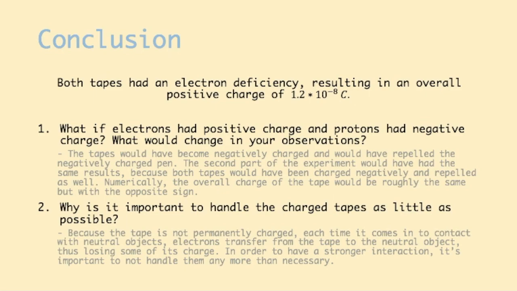It's important to not handle the charged tapes very often because the tapes aren't permanently charged, and each time they come into contact with neutral objects, some of the electrons are transferred from the tape to the neutral object. Thus, it loses some of its charge. In order to have the strongest possible interaction and get the most accurate results, it's important to not handle them often.